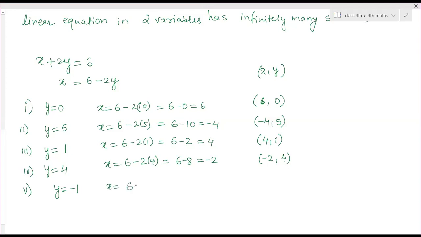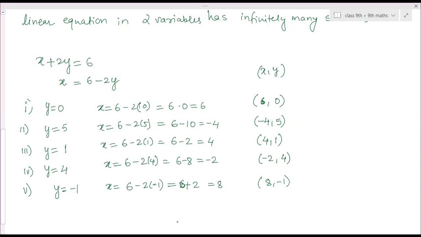Okay, so when they're asking to find the solution, you can take any values. But if they were asking now find the solution and plot on the graph, then it is difficult for you if you take the larger numbers. 6 plus 2, that is equal to 8. So that means x value is 8, y value is minus 1.